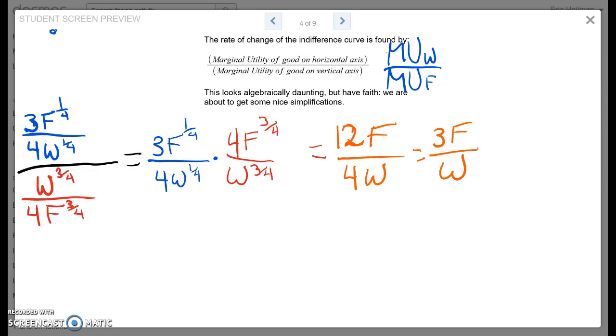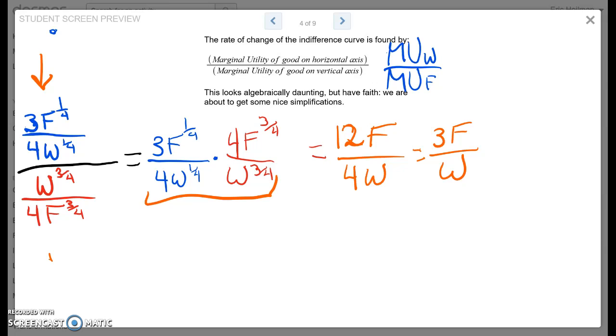All right, so here's a little bit of algebra. So here's what we get when we do marginal utility of water divided by marginal utility of food. 3f to the 1/4 over 4w to the 1/4. That was the marginal utility of water that we got on the previous slide. Down here, we've got the marginal utility of food. Then when you're dividing a fraction by a fraction, you take the reciprocal and multiply. So that's what I'm doing here.